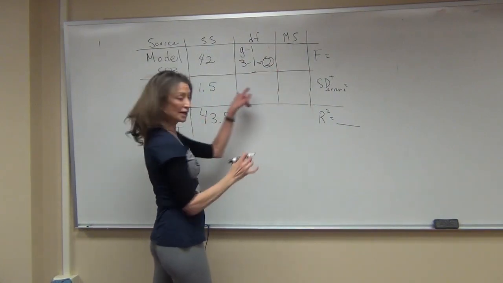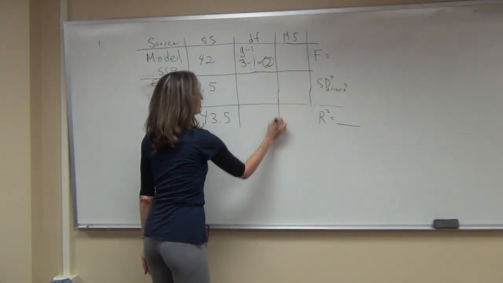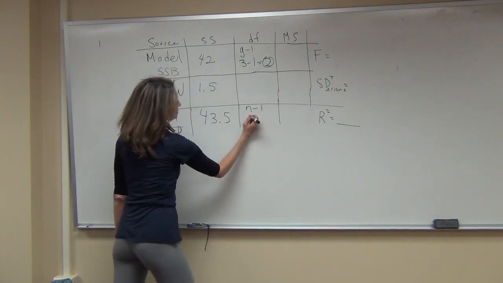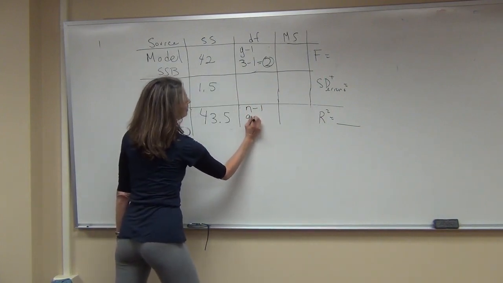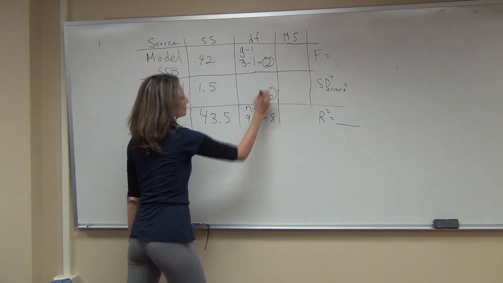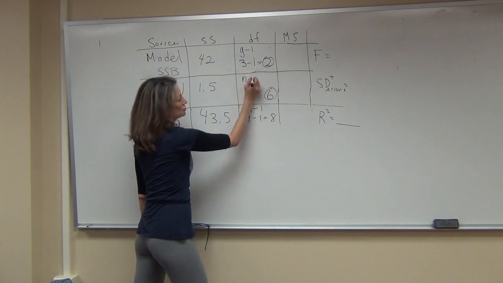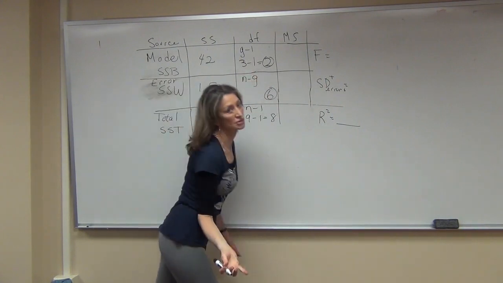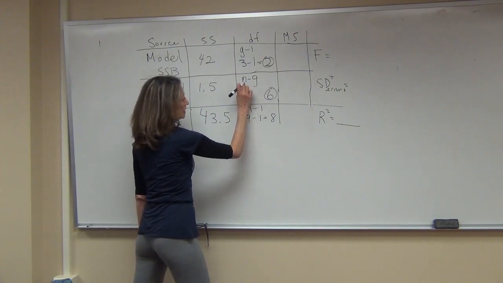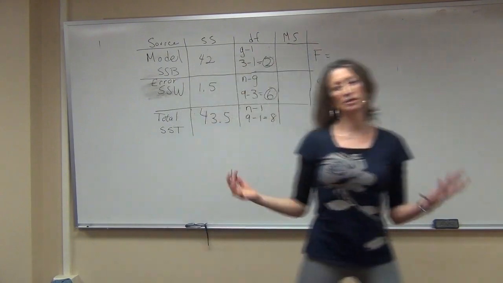Now for the error, it's probably easiest to remember total. That's always n minus 1. So in this case, we have 9 minus 1, which is 8. Now we know this must be 6, and let's check. It's usually n minus p, but p is g here. The number of parameters is the number of groups. So that would be 9 minus 3. And it all checks.